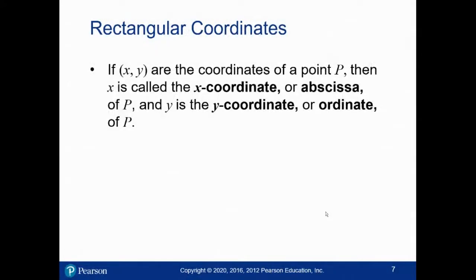The first number is called the x-coordinate. The second number is called the y-coordinate. They have these alternate terms here, abscissa for the x-coordinate and ordinate of a point for the y-coordinate, and I've never heard anyone use them. Everyone just calls them the x and y coordinates, so don't worry about these other words.